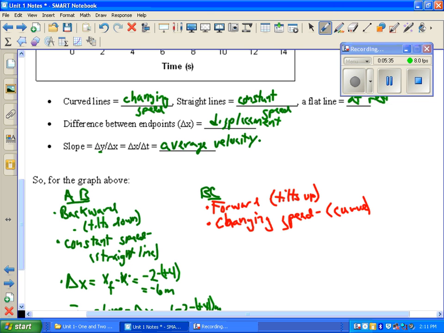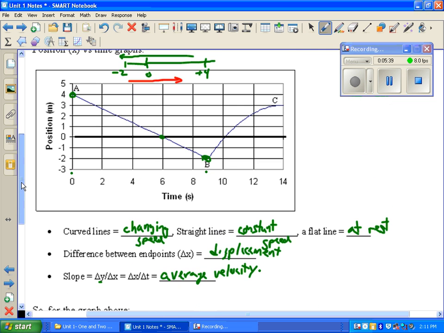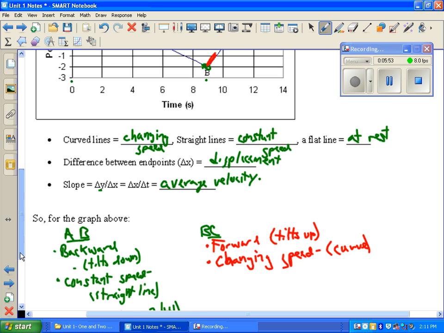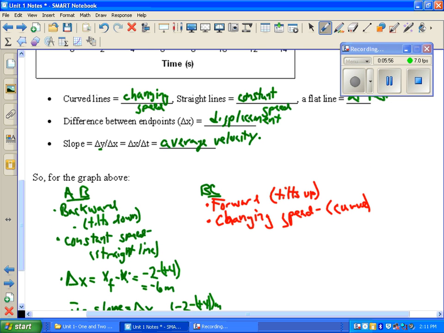Now, if it's changing speed, I really should be able to tell if it's speeding up or slowing down. And if you remember, the slope is the velocity, and that's going to help you decide whether it's speeding up or slowing down, because it starts like this, kind of steep, ends kind of flat, so it's getting less steep. The slope is getting smaller. That means the velocity is getting smaller. So it's slowing down. And again, I can tell it's slowing down because it's getting less steep.